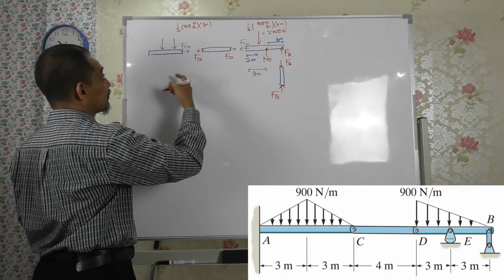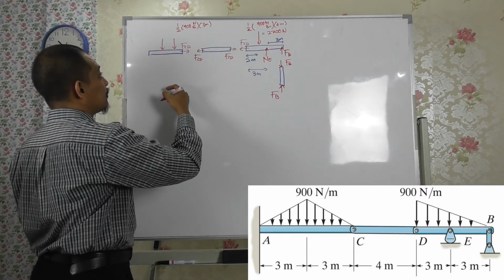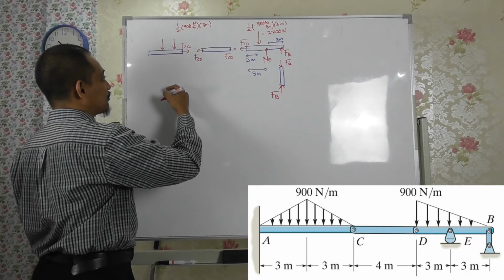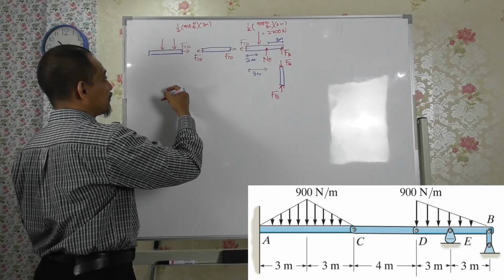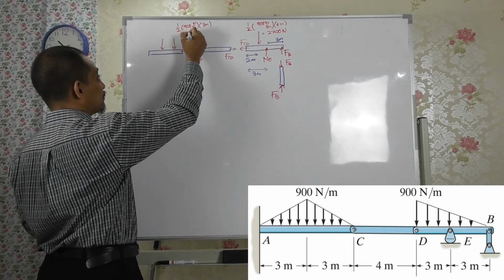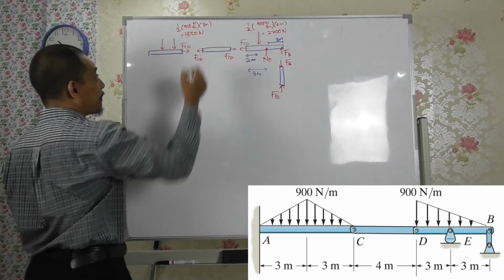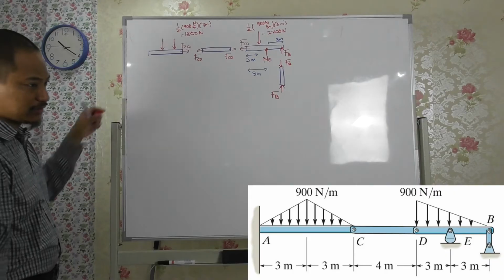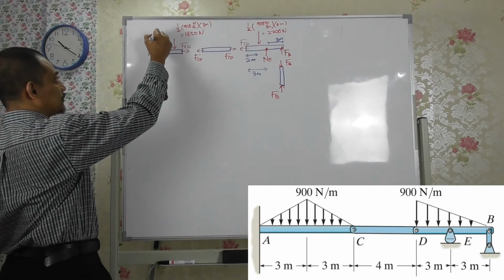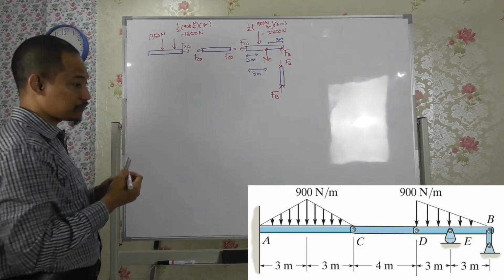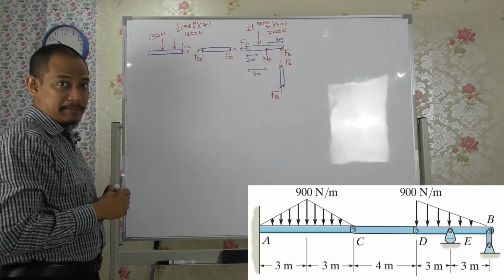So this one becomes half of that one, right? What will it become? 2700 divided by 2 is 1350 Newton. And if you calculate this one, it's also the same, 1350 Newton. And then what do we have at A?